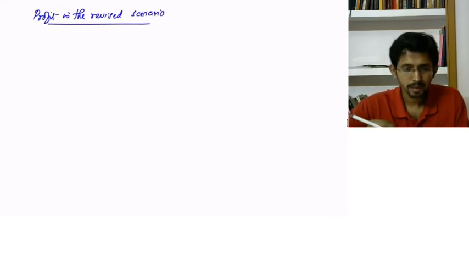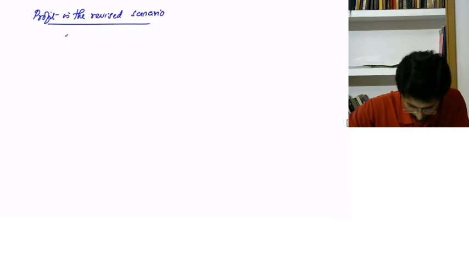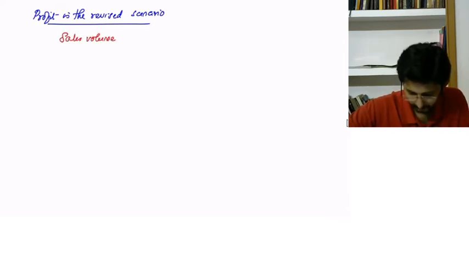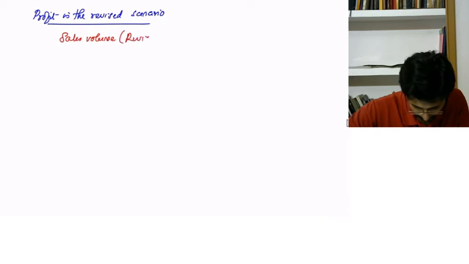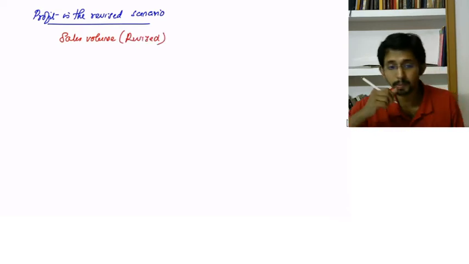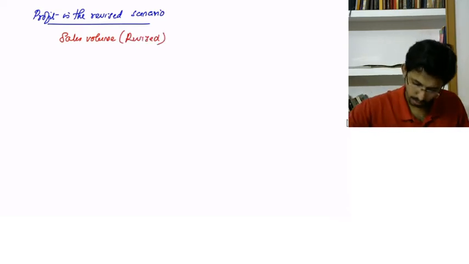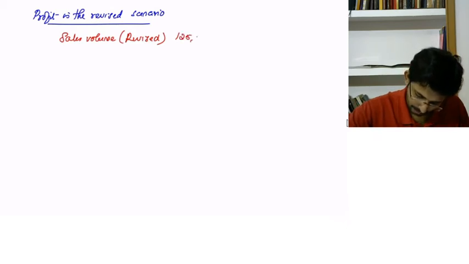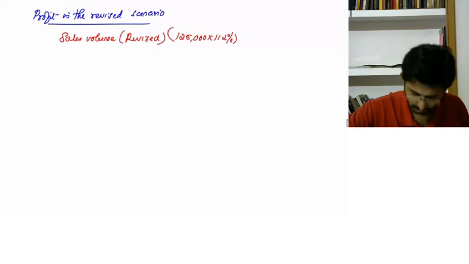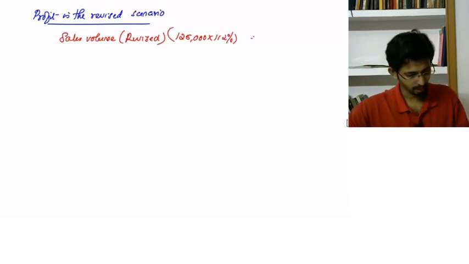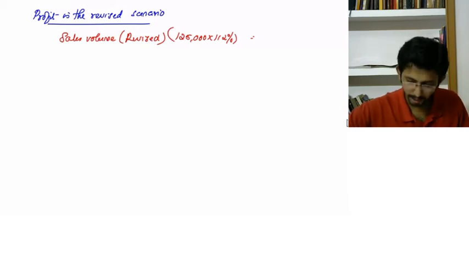Okay, sales volume will increase by 12%. So that will be 1,25,000 into 112%. That will give you how much? 1,25,000 into 112% will be 1,40,000.